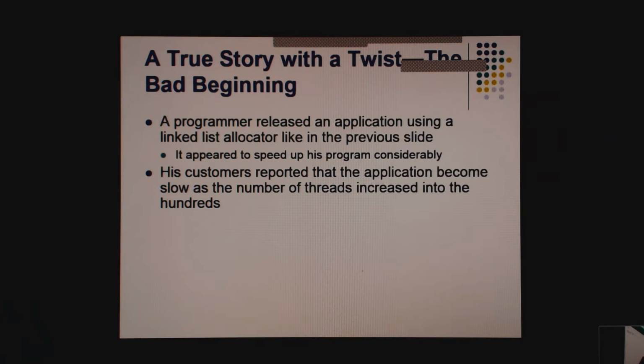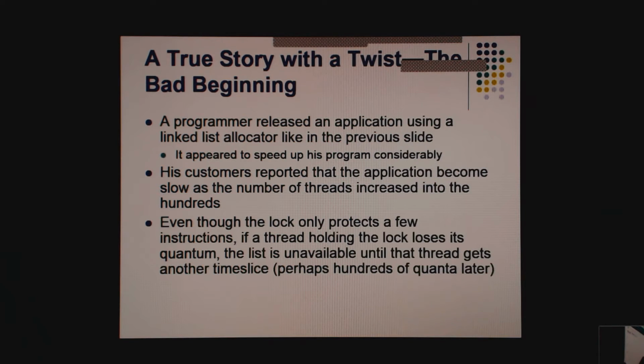No, it's not something we discussed before. So here's the problem. Even though the lock only protected a tiny region of code, so you'd think it would be performant, what would happen is if your thread is trying to allocate on the list, and during those few instructions, it happened to lose its time slice.